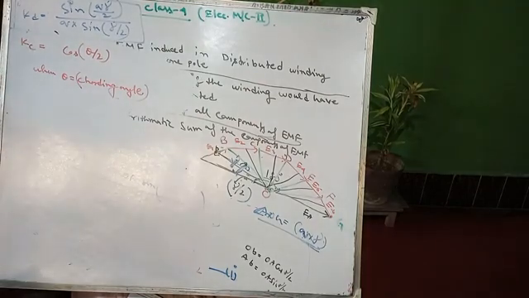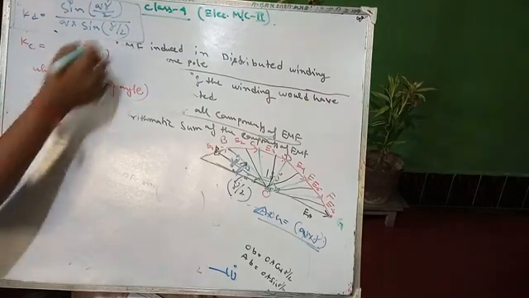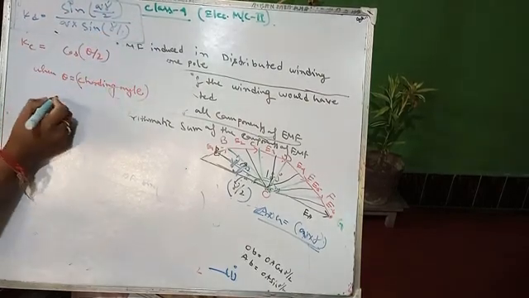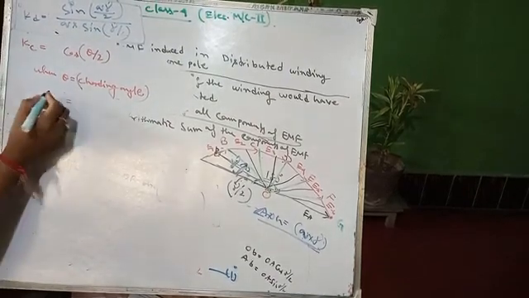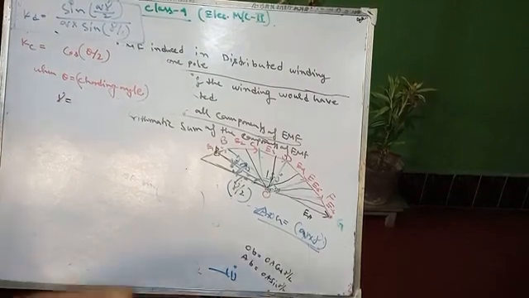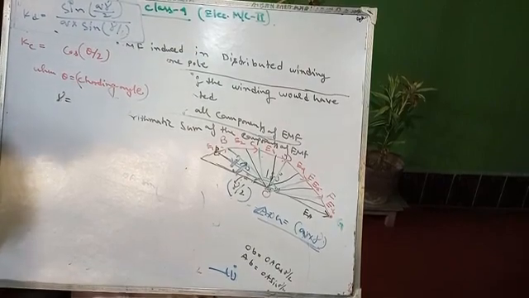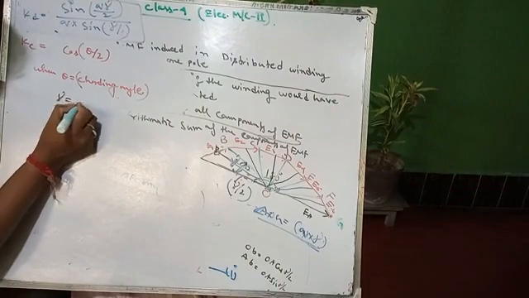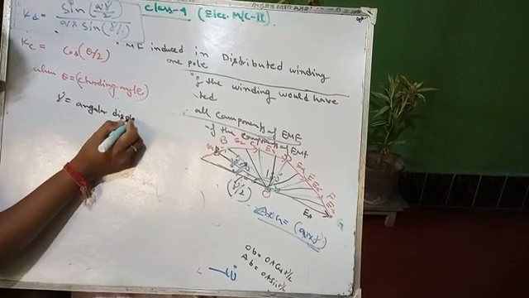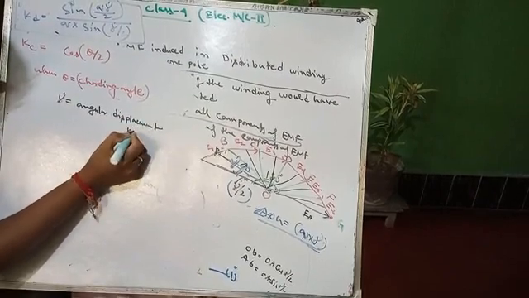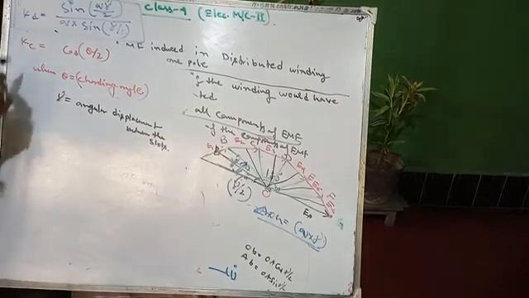Chording angle, and here kd equals sine q gamma by 2. And where here gamma equals what? Gamma equals the angular displacement between the slots. So these are the two formulas.